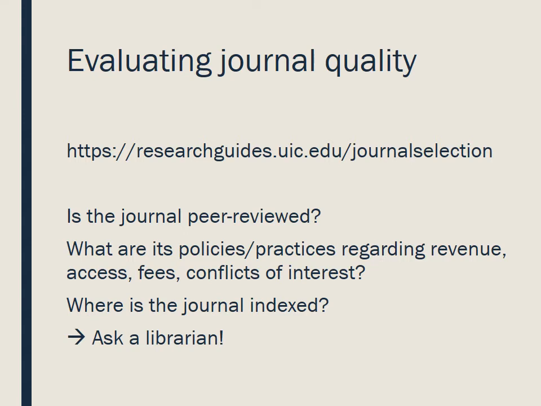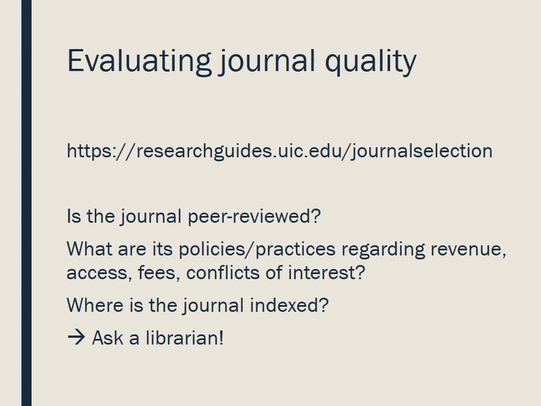You want to use high quality peer-reviewed scholarly journals in your annotated bibliography. We have a page, a research guide, if you want to pause the video here and copy this URL. This is a UIC research guide on selecting journals and how to evaluate a quality journal. It's written from the perspective of authors who are looking for journals to publish their own papers, but I think that the guidelines on this page are helpful regardless.